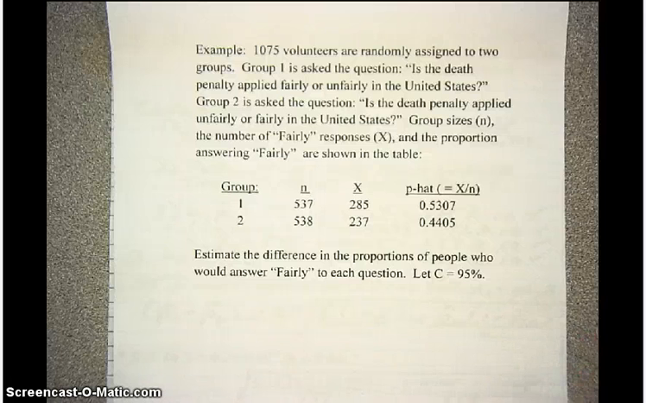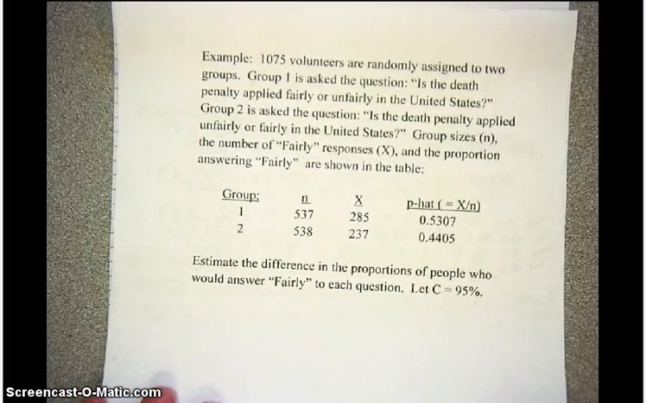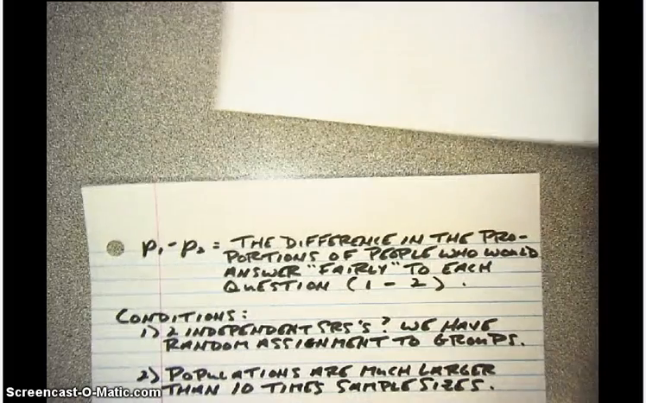We have 1,075 volunteers randomly assigned to two groups. Group 1 is asked the question, is the death penalty applied fairly or unfairly in the United States? Group 2 is asked the question, is the death penalty applied unfairly or fairly in the United States? The group sizes, number of fairly responses, and the proportion answering fairly are shown in this table. And we want to estimate the difference in the proportions of people who would answer fairly to each question with 95% confidence. And here's how we do that.